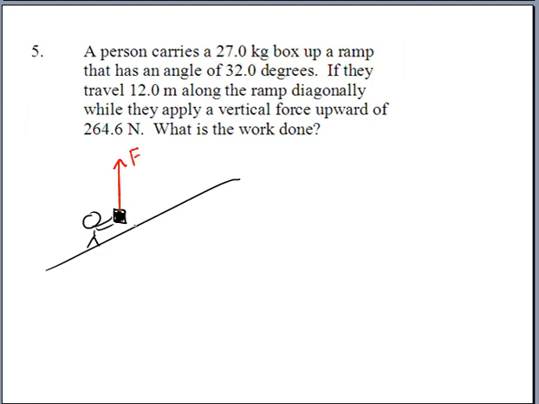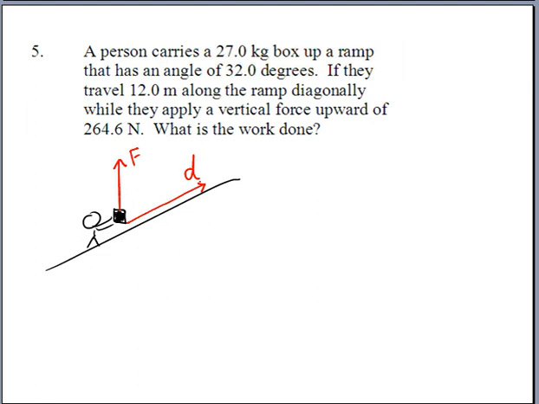Okay, so there's my 264. If you watched this box during the story, you'd see that it goes this way, right? It would displace diagonally along the hill, just like that. All we need to do, the hardest part of this question, is actually just thinking about the angle between the F and the D.